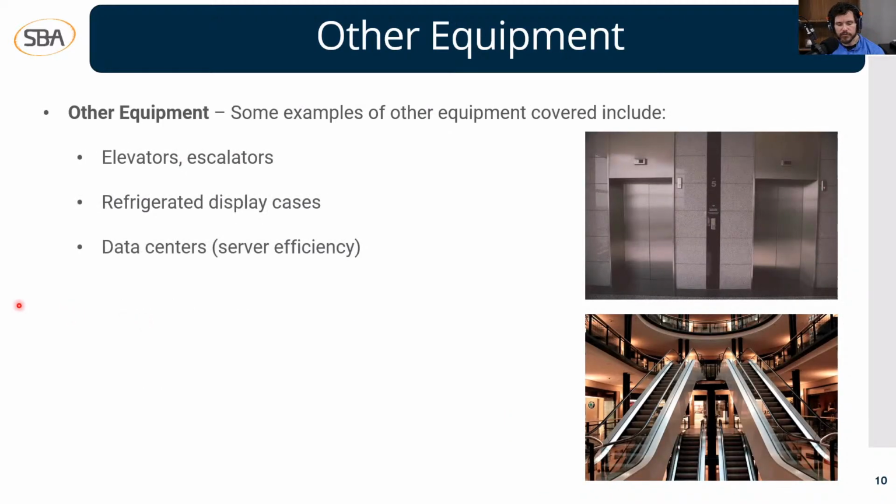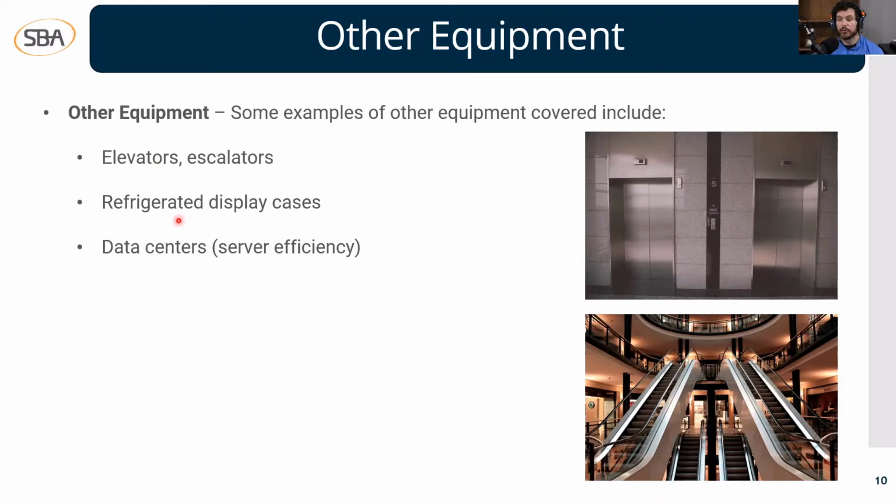Now let's go over some of the other equipment that ASHRAE touches on. Here are some of the examples. We have elevators and escalators. Those can account for quite a bit of energy for a building. Now again, it depends on the type of building because not all buildings have elevators, right? But when they do, ASHRAE focuses on the energy usage here.